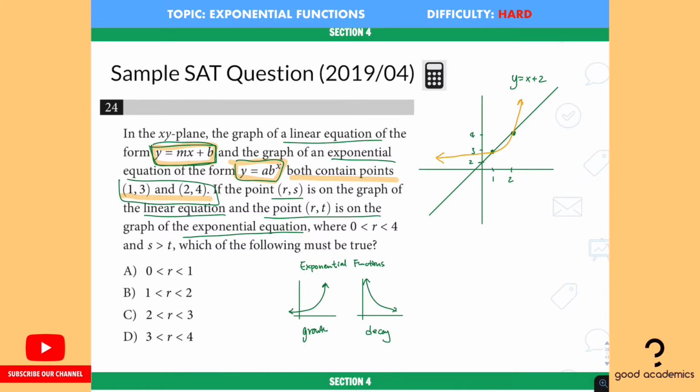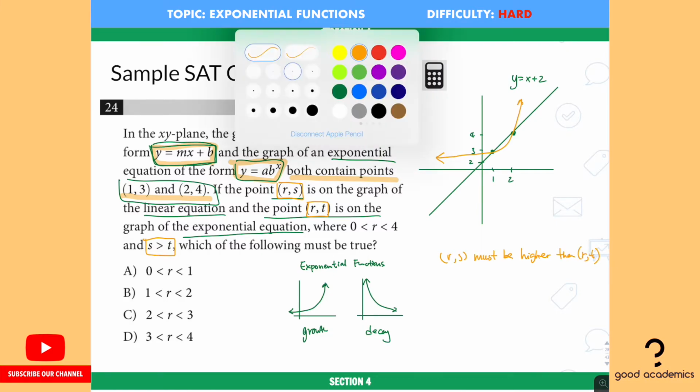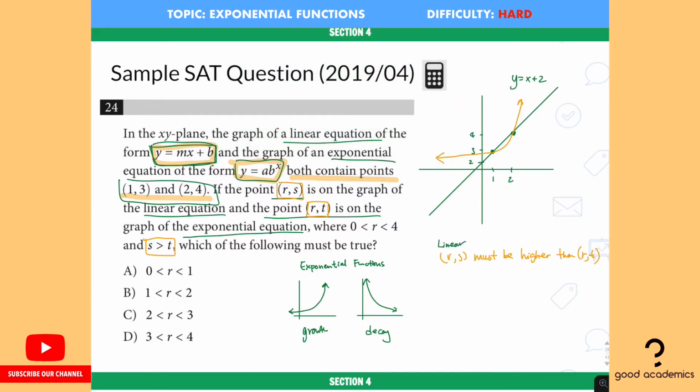Let's keep reading. Now it says there is a point R comma S and R comma T. R comma S is going to be on the linear graph, and it also says that S is greater than T. So that means R comma S must be higher than R comma T. R comma S is the linear function, and R comma T is on the exponential function. So what we're saying here is, can you find out which portion of the graph the linear line is positioned above the exponential function?